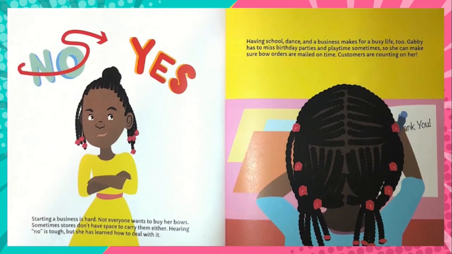Starting a business is hard. Not everybody wants to buy her bows. Sometimes stores don't have space to carry them either. Hearing no is tough, but she's learned how to deal with it. Having school, dance, and a business makes for a busy life too. Gabby has to miss birthday parties and playtime sometimes so she can make sure bow orders are mailed on time. Customers are counting on her.